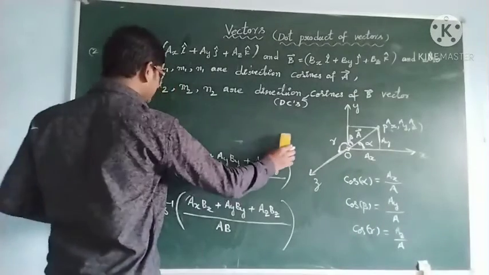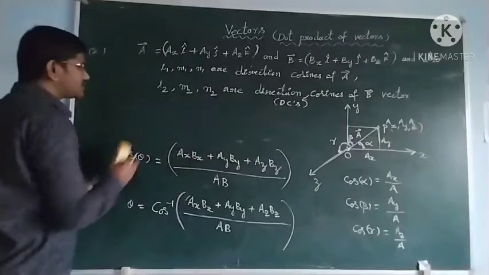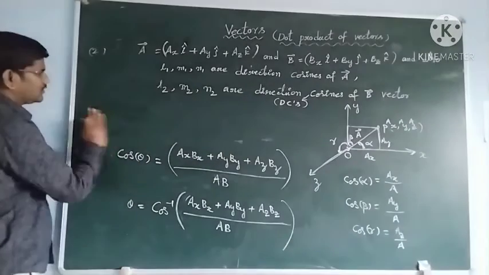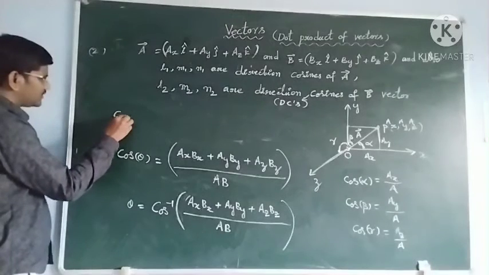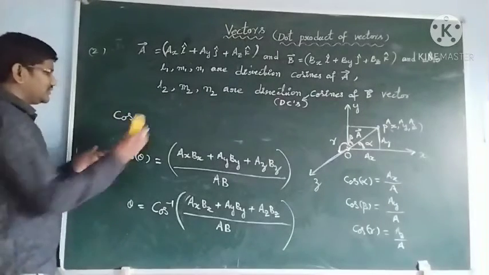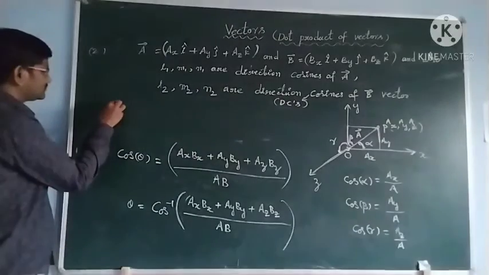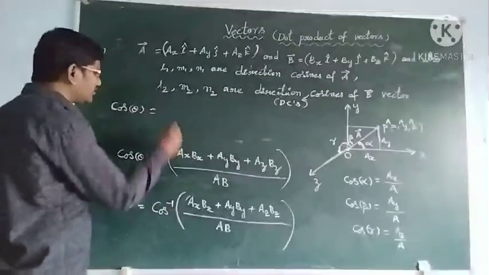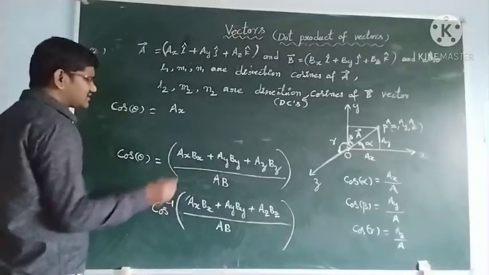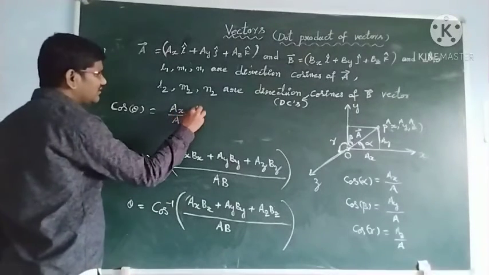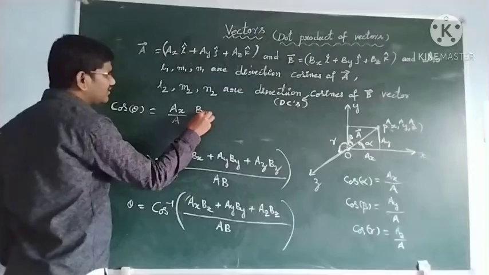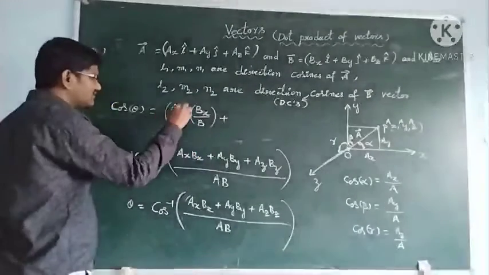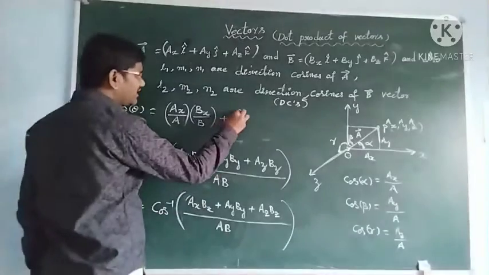Okay students, now what will you write? You see students, cos theta is equal to ax by a and bx by b, plus ay by a.